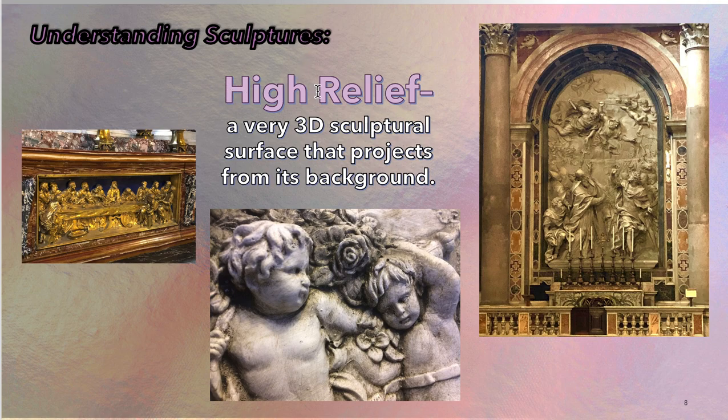This type of sculpture is a high relief sculpture. It's very 3D on the surface, but it projects from the background, meaning it's attached to the background. You see how the little kids here, the cherubs, are coming out of the background, the same with the people there, and the same with the people here. So they're very 3D. It's almost like you could grab them and pull them off, but they are stuck.